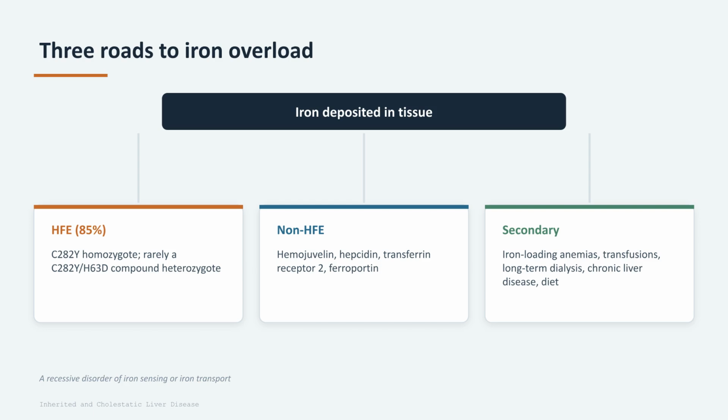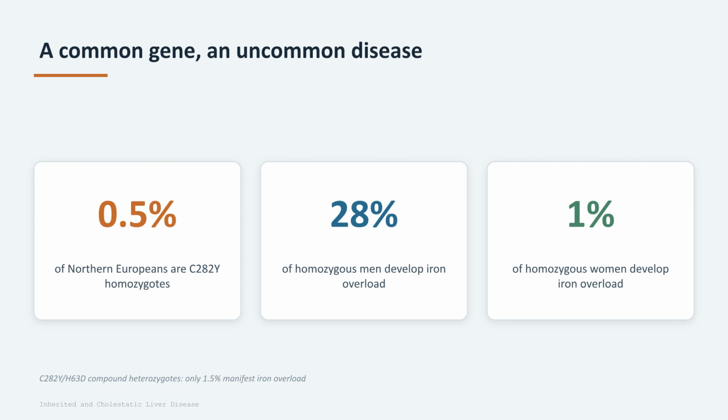The third branch is secondary iron overload, iron-loading anemias, repeated transfusions, long-term dialysis, chronic liver disease, and dietary iron. These numbers matter because the gene is common and the disease is not. About 0.5% of Northern Europeans are C282Y homozygotes, but only 28% of homozygous men and 1% of homozygous women ever develop iron overload. Why the difference?